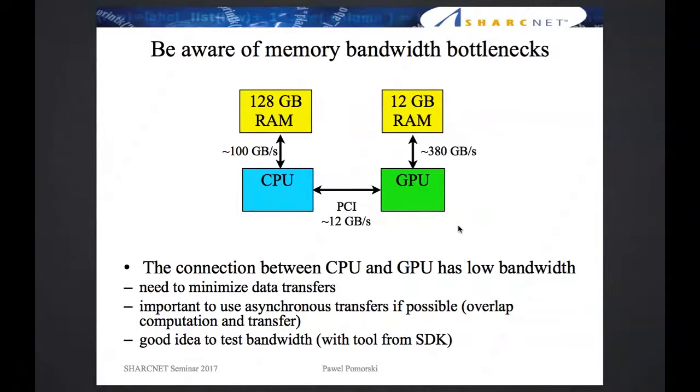So here are some numbers which I measured on the new Graham cluster. Here's the GPU, and it has 12 gigabytes of memory. The bandwidth between the GPU and its memory is quite high: 380 gigabytes per second. For comparison, the CPU has 128 gigabytes of memory, and the bandwidth there is about 100 gigabytes per second. So the GPU has almost 4 times greater bandwidth to memory. Because it's a number crunching device, it has to be able to access a lot of memory quickly. However, the problem is here. You will note that the data transfer rate between the CPU and the GPU is only 12 gigabytes per second.